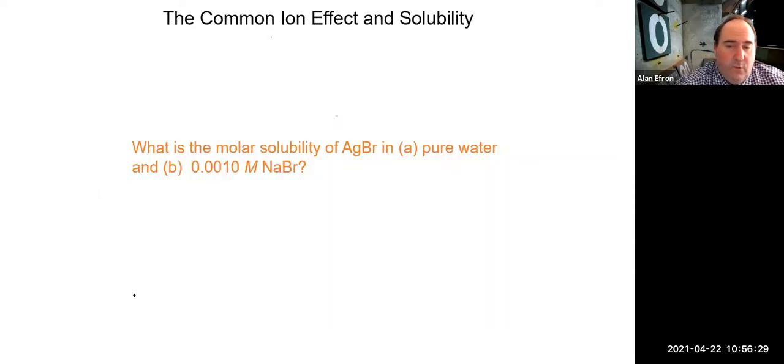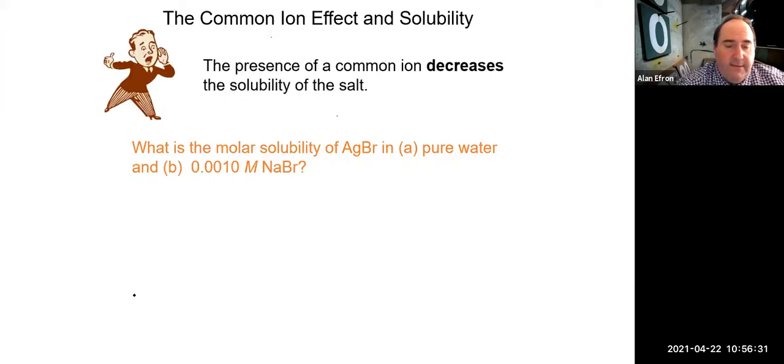The first thing that can affect whether or not we see a solid being formed is something we saw when we talked about buffers, and that is referred to as the common ion effect. As we saw with buffers, when we have a common ion present, it will decrease the solubility of a salt, and it will also decrease the acid, for example, from breaking apart.